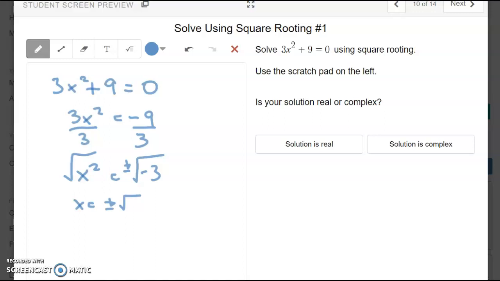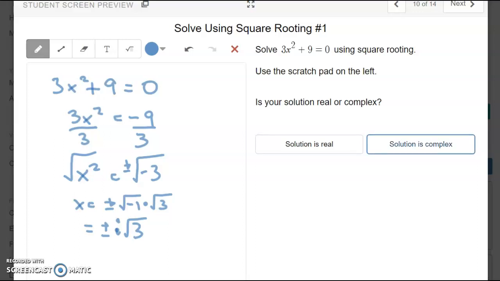What is the square root of negative 3? It can be simplified as square root of negative 1 times square root of 3. The square root of negative 1 is i, multiplied by square root of 3. So x could be positive i root 3 or negative i root 3. And the solution is complex.